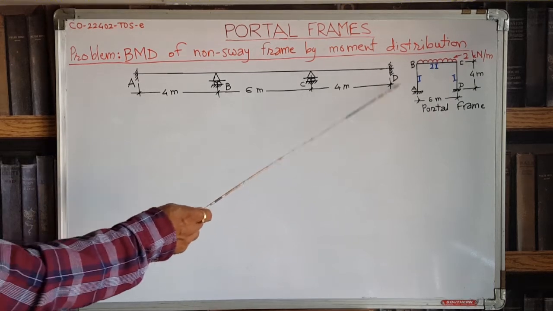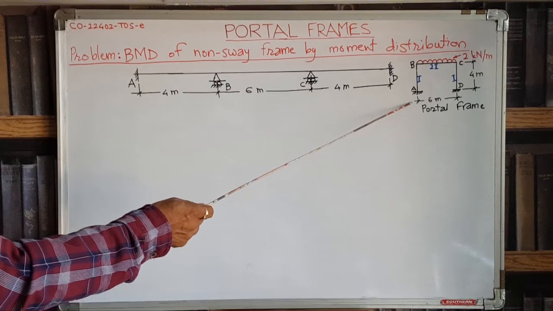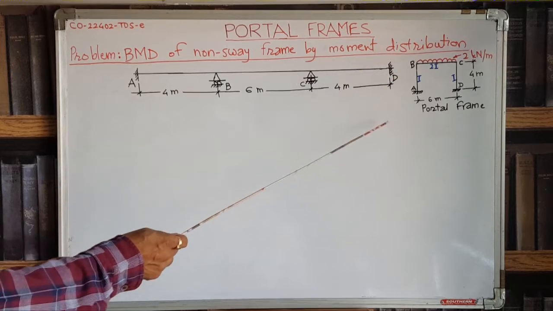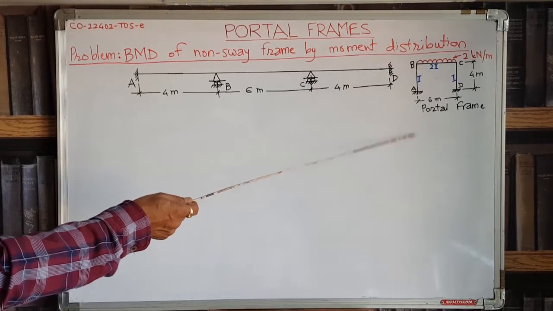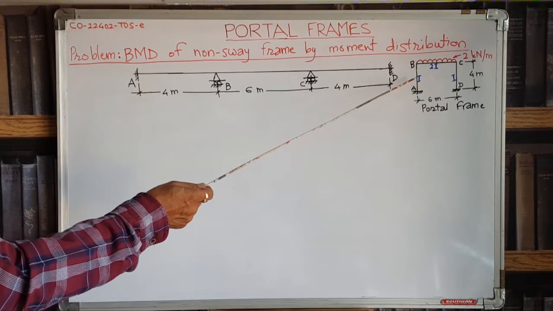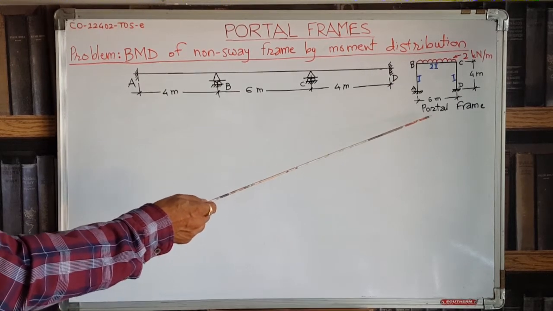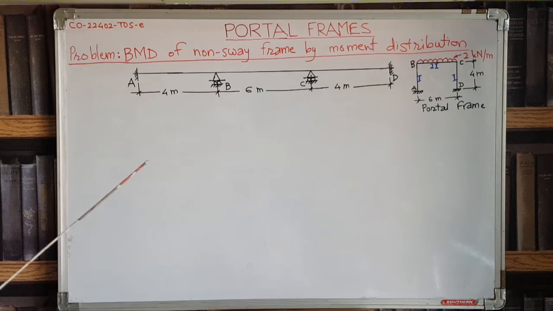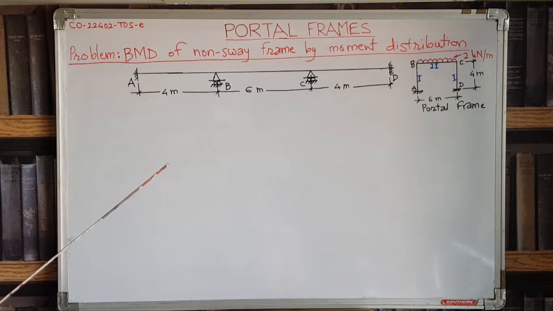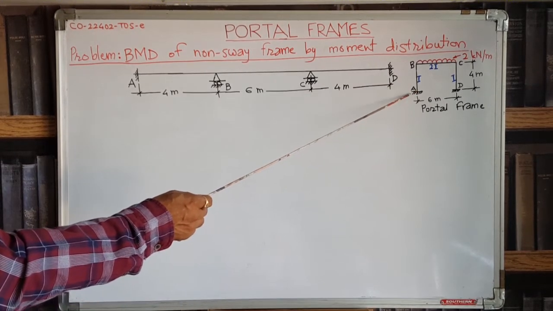Let us look at this portal frame. This is the problem, and for this portal frame we have to draw the bending moment diagram using moment distribution method. As you can see here, the portal frame is a symmetric frame and we have to draw BMD for it. Now, for drawing the bending moment diagram for a portal frame, we are going to use a very simple trick. The trick is this, that we will change the shape of this portal frame.